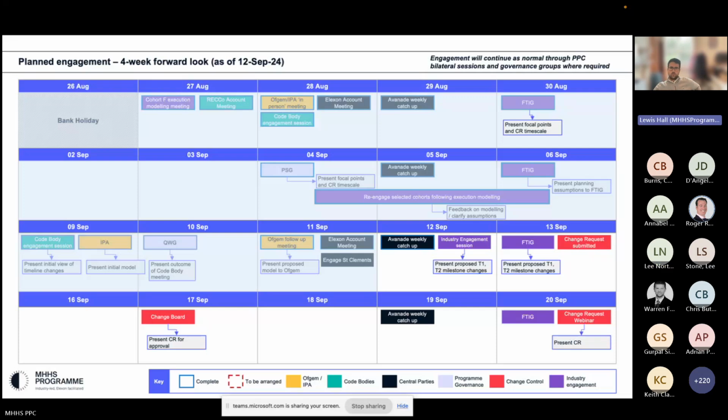Many of you will have seen the slide, but it's just a view of the engagement activities. Obviously we'll be aiming to submit the change request to Change Board at the end of this week, with Change Board taking place next week. Then we'll have the change webinar where we'll talk through the change request and some of the key inputs that we need from you in that response, just to make sure it's as clear as possible. We'll have that next Friday.